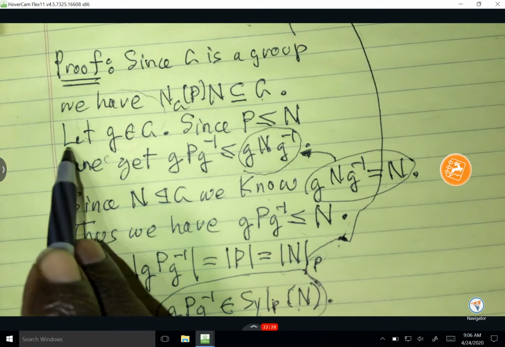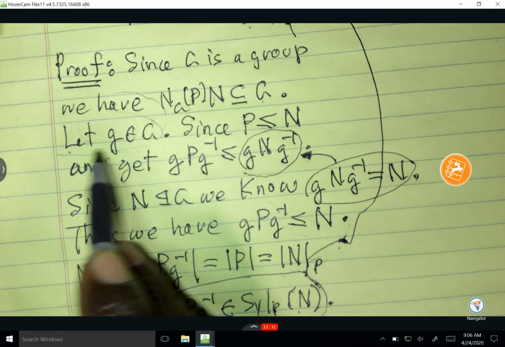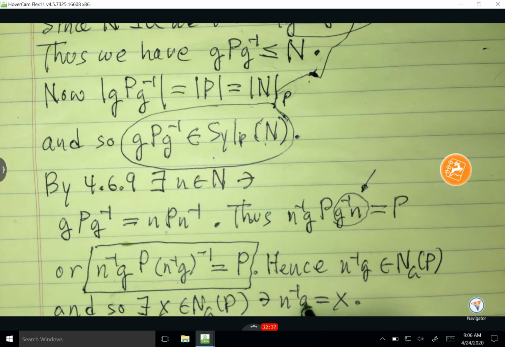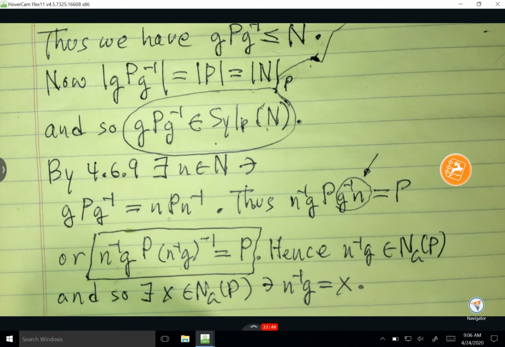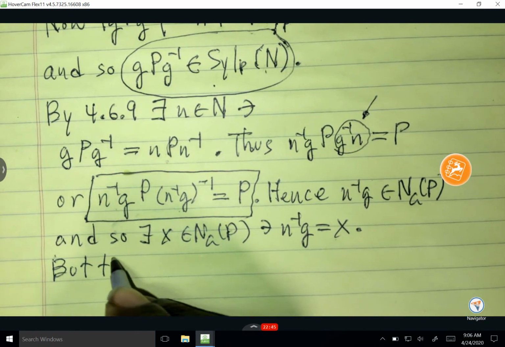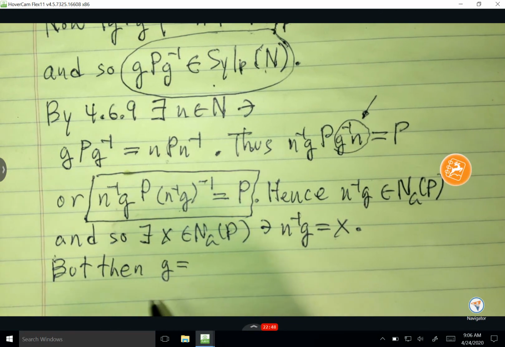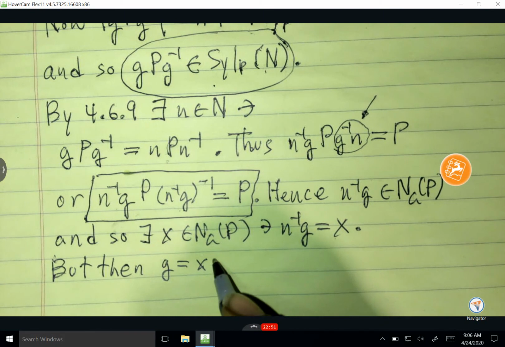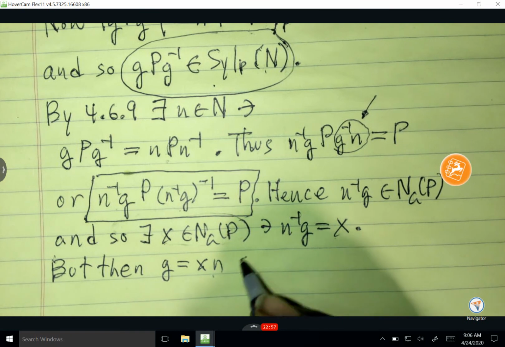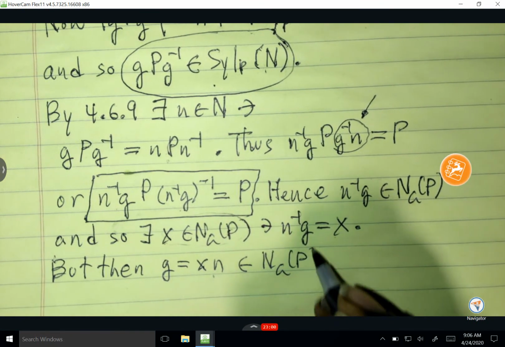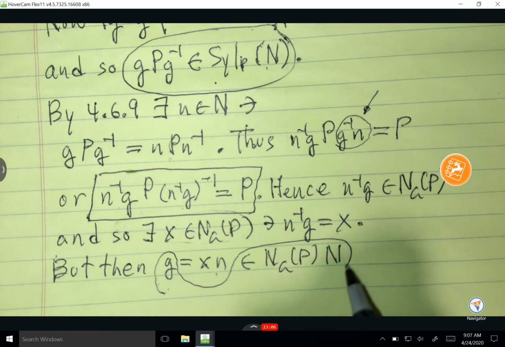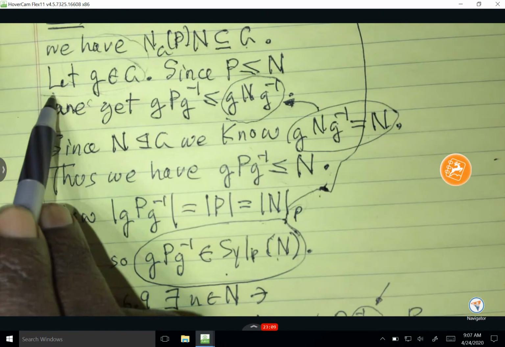Now solve for g. Why? Because that's what you're trying to learn about. Remember? You let a random thing be here in G and you're trying to trap it. Now you got it trapped. The problem's over. So here is the little g here. Solve for it. So you could say, but then, little g is equal to, take the n over, x n. Now x was in the normalizer in G of P, n was in N, so that's an element of the normalizer in G of P times N. And congratulations, you've trapped the little g that we started with here.